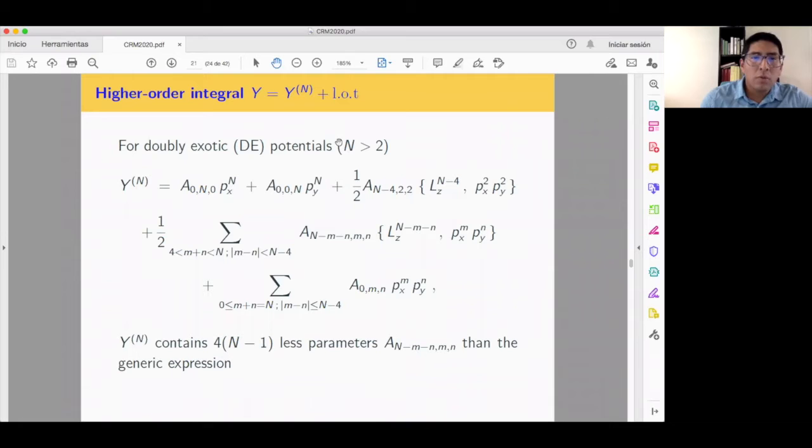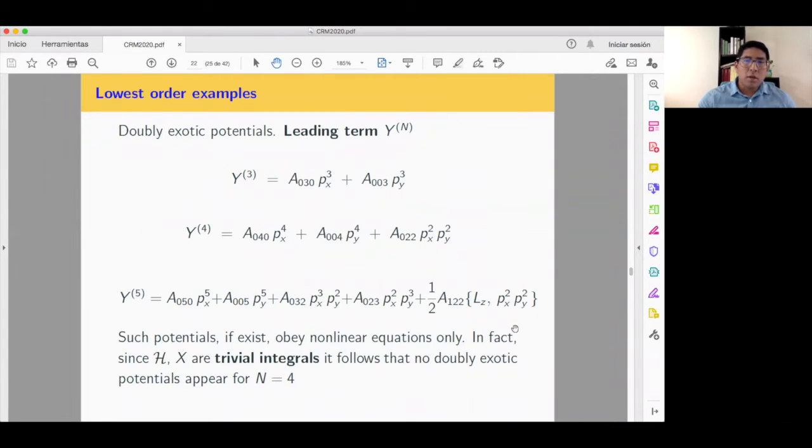From here on, I will focus on these doubly exotic potentials. Those potentials satisfy, by definition, only nonlinear equations. For any higher order integral of motion, larger than 2, this is the leading term of the integral. It contains 4 times n-1 fewer parameters, these capital A's, than the generic expression. So it will simplify all the determining equations.